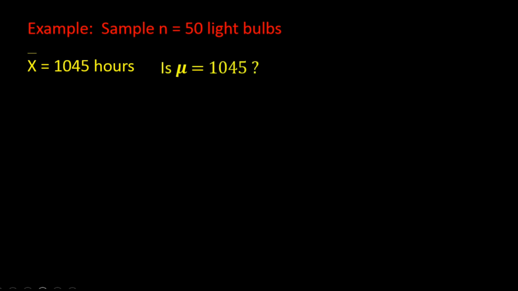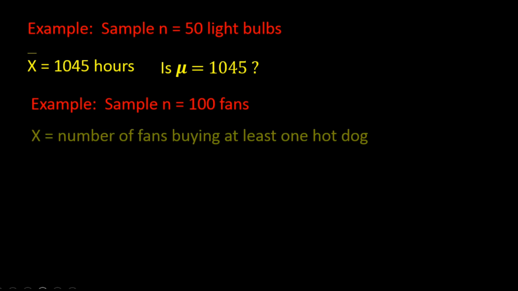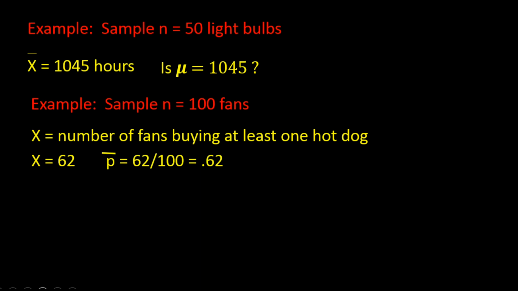Let's say we sample 100 stadium fans and ask them how many bought at least one hot dog at the stadium. If 62 of the fans say that they bought at least one hot dog, then P bar is 62 divided by 100, or 0.62. Does that mean that the true population parameter P is also 0.62? It might be. It also might be 0.65 or 0.55 or any other number. If we take a random sample that is unbiased, then we can assume the sample statistic gives us a good estimate of what the population parameter is.